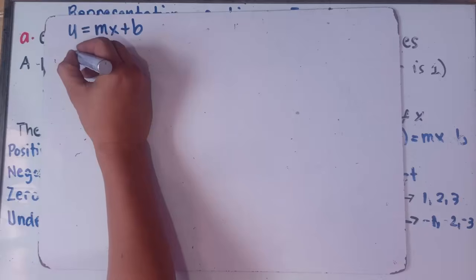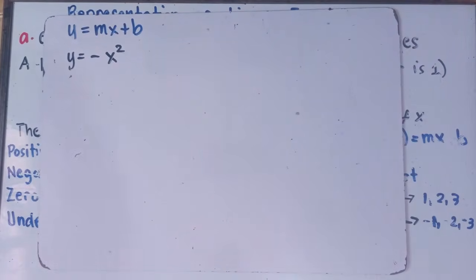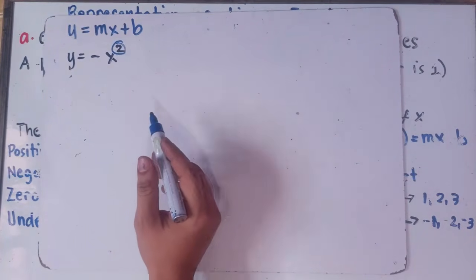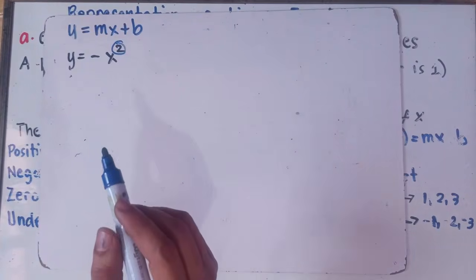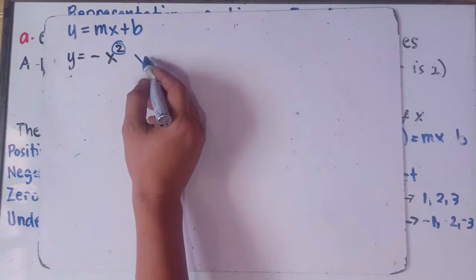If I will say y equals negative x squared, can you call this one a linear function? Nope, this is not a linear function, class, because the exponent of x is 2. Once again, class, for a linear function, the highest degree is only 1. Since this is 2, therefore, this is not a linear function.